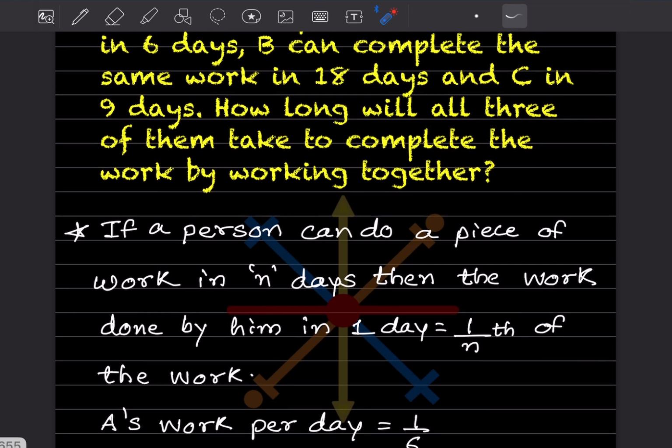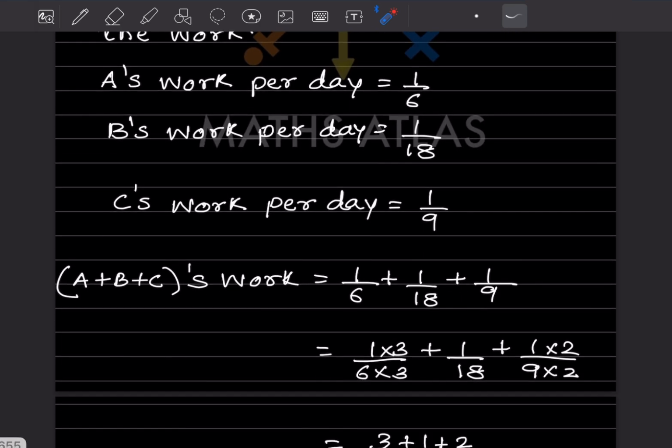They said, how long will all three of them take to complete the work by working together? So this is A plus B plus C's work, all together, so you have to add these all three. Now you can see this is the addition and the denominators are different, so you will take the LCM of that. That LCM is going to be 18. So here you have to multiply by 3, so this also by 3. Here we already have 18, and here 9 multiplied by 2 is going to be 18, so this also multiplied by 2. You know how to take the LCM.